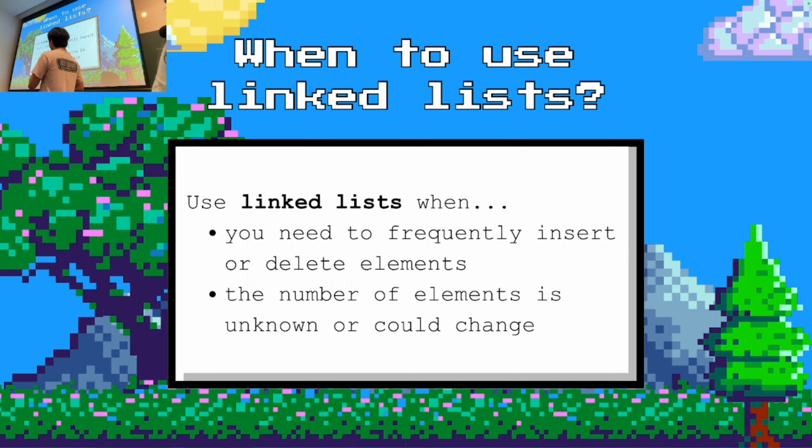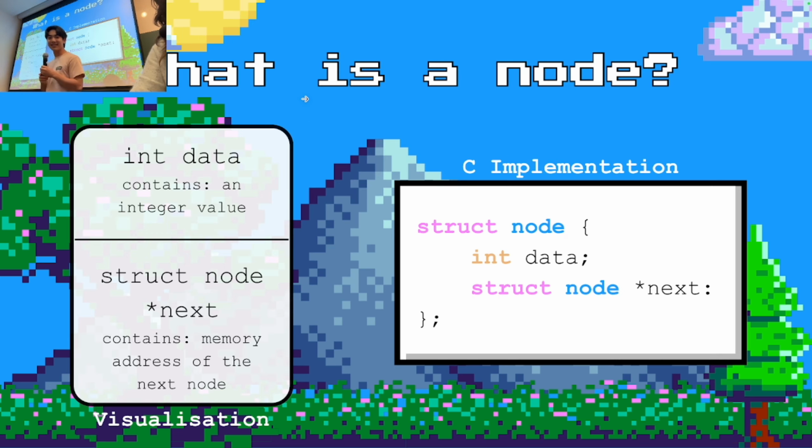All right. So when we want to use linked lists. So when you need to frequently insert or delete elements, and when the number of elements is unknown. So like, what's an example? Like a shopping list, for instance. Say you don't know how long your shopping list is going to be. It could get very big. You want to use a linked list so that it can go really big. Okay, a node. So a node is basically a variable which has a data and a pointer to the next node. So it's kind of like a train.